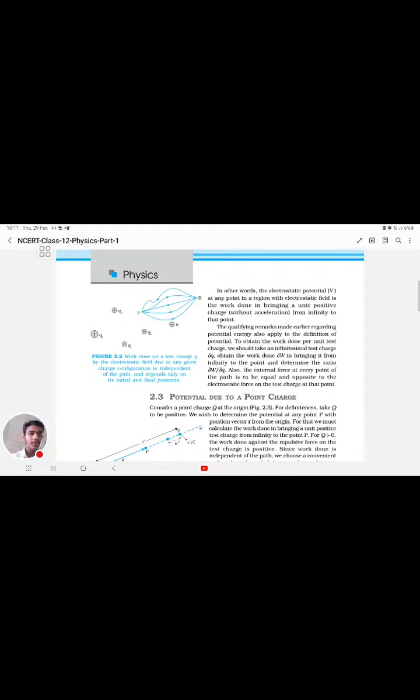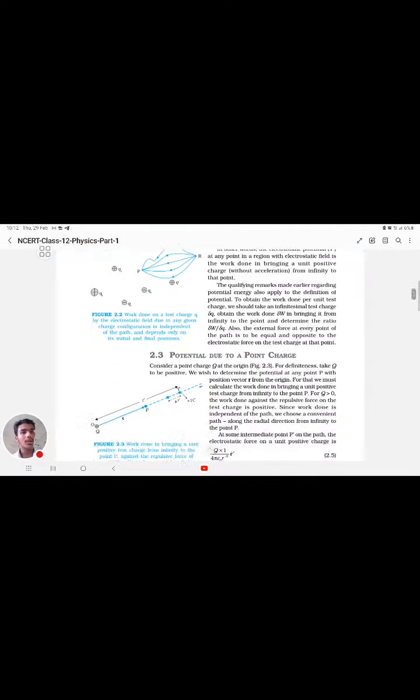So as you can see in figure 2.2, the work done on a test charge small q with electrostatic field due to any given charge configuration is independent of the path. Whatever the work you are going to do, it is going to be independent of the path. All it's going to depend upon is only the initial and the final configurations.